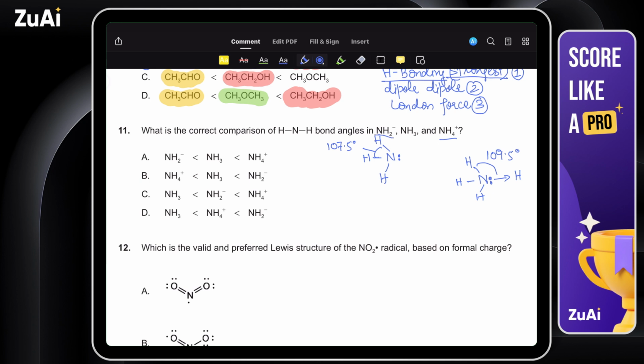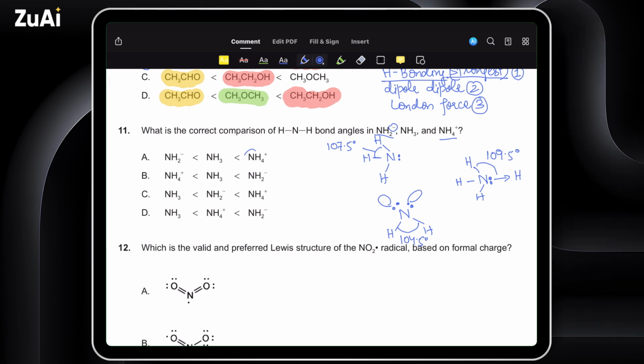Whereas the NH2, there are hydrogens and there are now one lone pair and another lone pair because it has extra electron. Now it has two lone pair. Now angle, it should be 104.5 degree, just like the water. So that's why we can say that the highest angle is 109.5, then ammonia, then NH2.